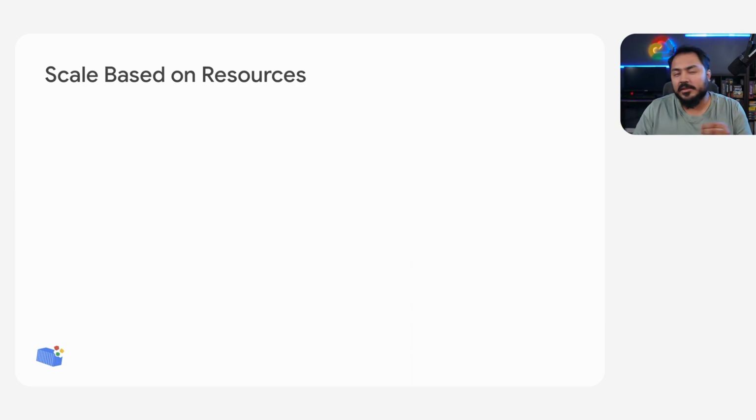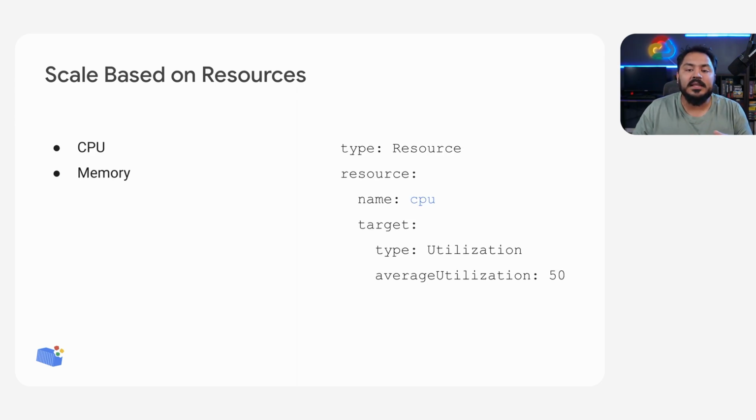You can scale based on resources like CPU and memory. In this example, we're scaling based on CPU when the average utilization is over 50%. So if you have one pod and that is using 50% of its CPU, horizontal pod autoscaler will spin up a second pod until the average utilization of CPU across all your pods is below 50%.